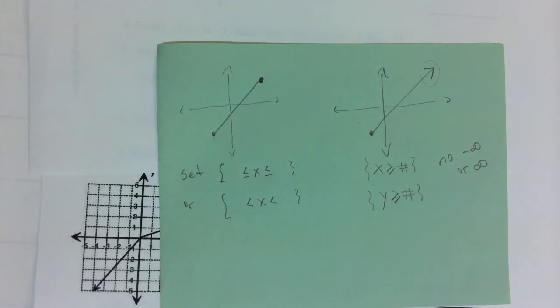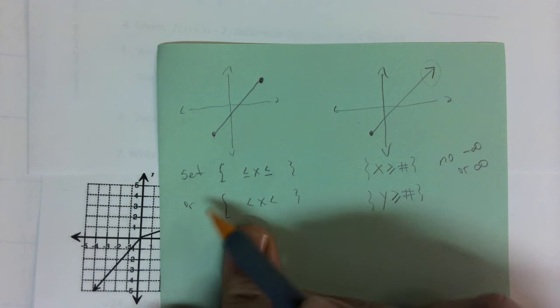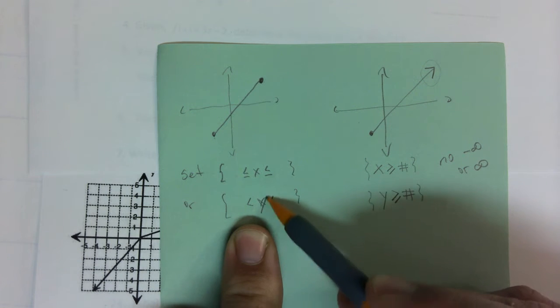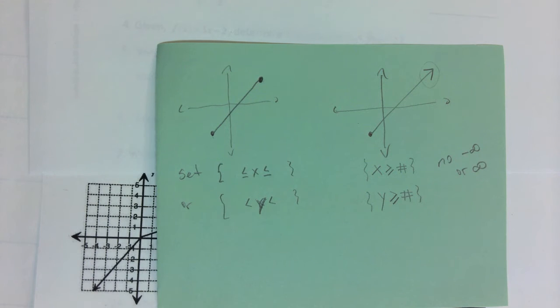Because next year, if you take pre-cal, it's going to be marked wrong. You're not allowed to have infinity symbols in there, period. So keep that in mind with set notation. That is the case. Sorry, I should have done the second one with y here, just to show you domain and range. So don't focus so much on the x and the y.